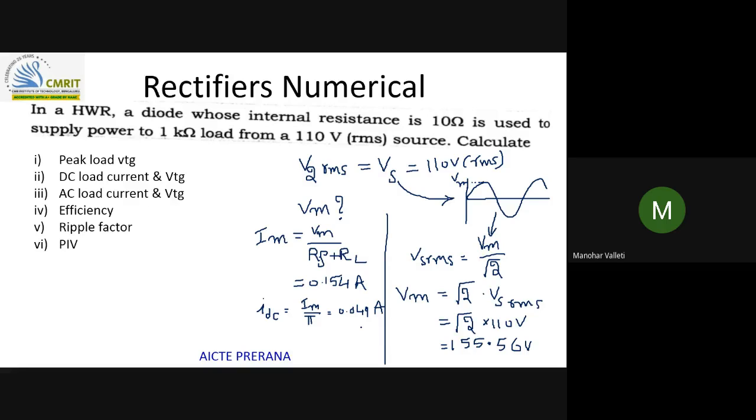VDC, find out with the exact definition, then the approximate definition will automatically be remembered. Try to do it with exact, so that if values are given, based on that we can substitute. These days even the variation in the fractions is there, which means you need to do exact analysis only. Vm by pi is approximate analysis. So Vm by pi multiplied by RL by Rf plus RL. How much VDC do you get? 49.02.